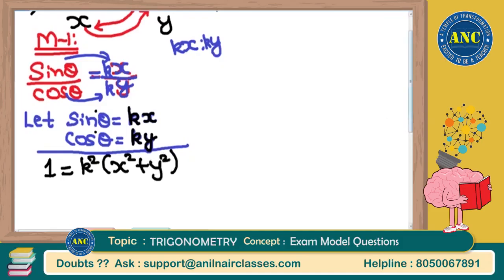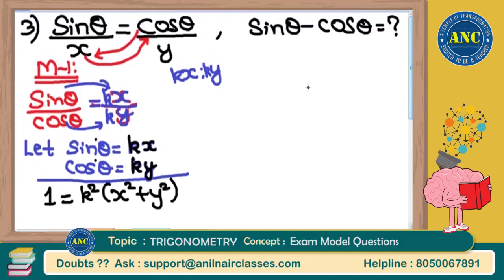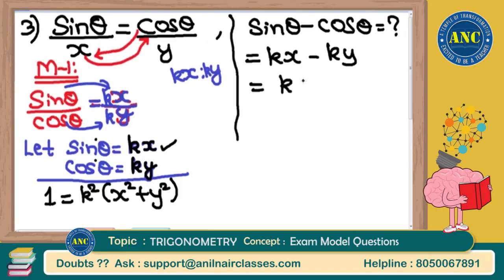Why are we doing all these things? They are asking you the value of sin theta minus cos theta. Sin theta is nothing but k into x, substitute, minus cos theta is nothing but k into y. This is nothing but k into x minus y. But what is this k value? I should find the equivalent value for k.